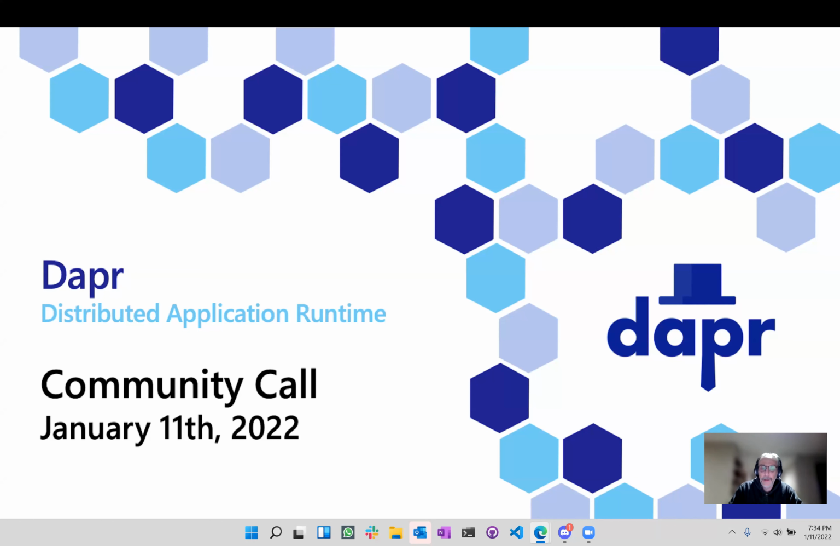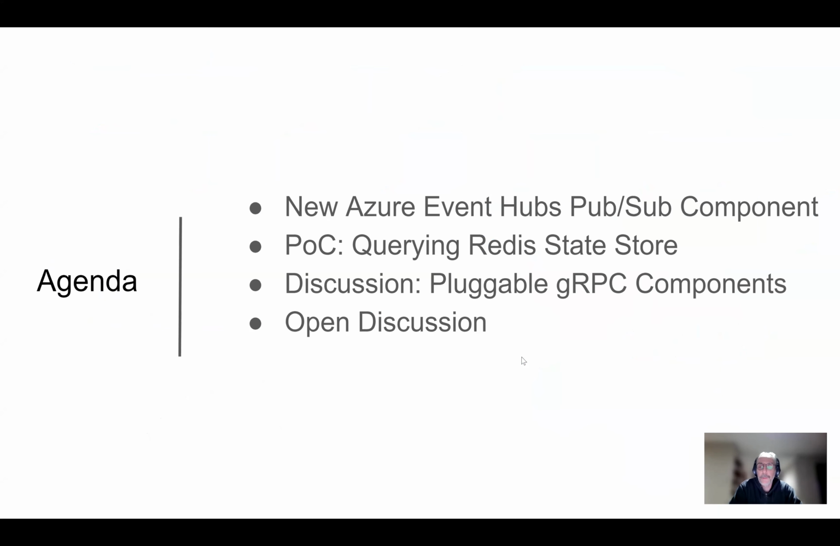Today we're going to have an agenda. We're going to look through a number of different topics that have been submitted. Mukundan is going to kick it off looking at the new Azure Event Hubs PubSub component. After that, Dimitri is going to show a POC, a proof of concept of how you're querying the Redis state store. In previous community meetings, you'll have seen we showed demos of querying state store on top of MongoDB. And so he's now showing an implementation on a different state store.